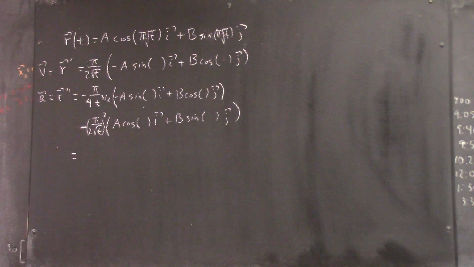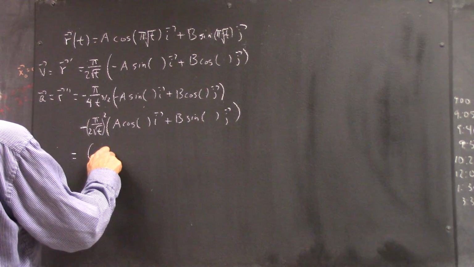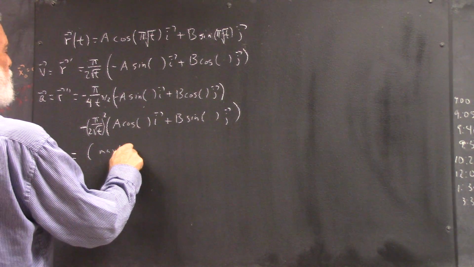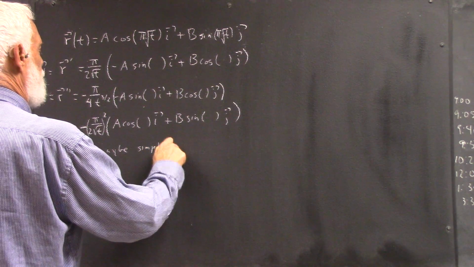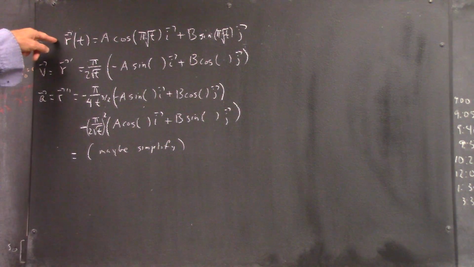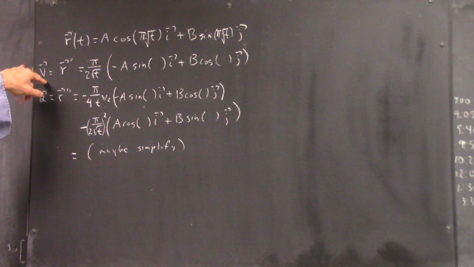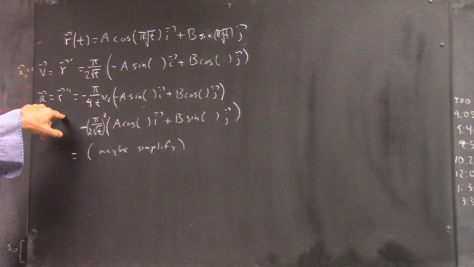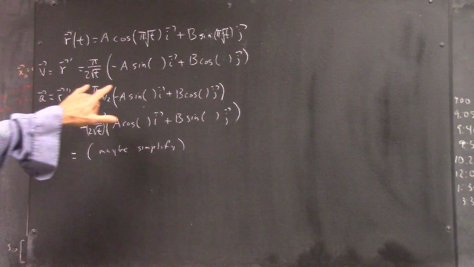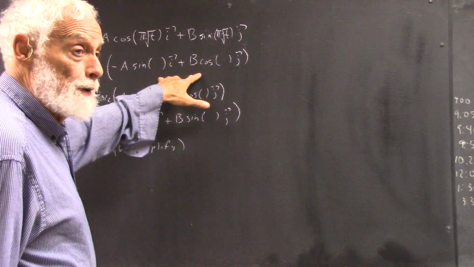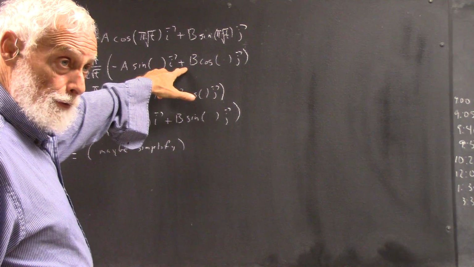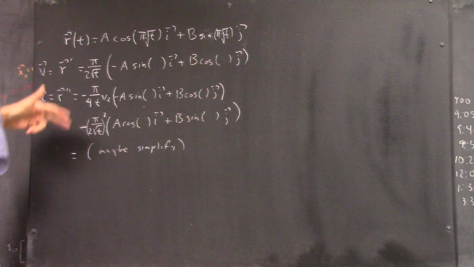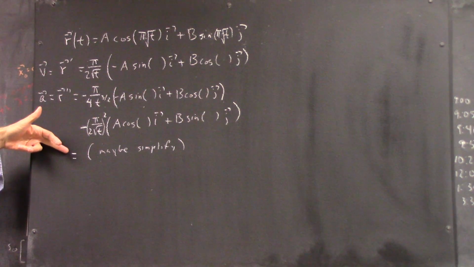And then I say equals... maybe we'll simplify this. So what we've got is here's our r of t function. Here's our derivative. Here's our second derivative, which is taken by product rule. Derivative of this times all this, plus this times the derivative of all this, right? And this is what we get, okay?